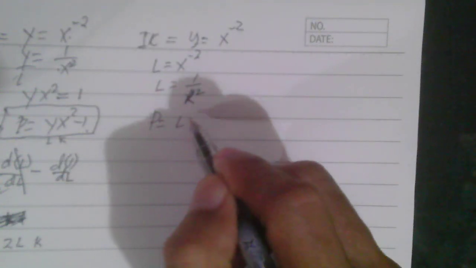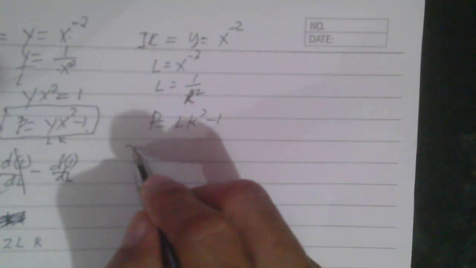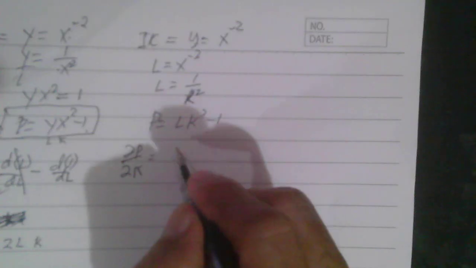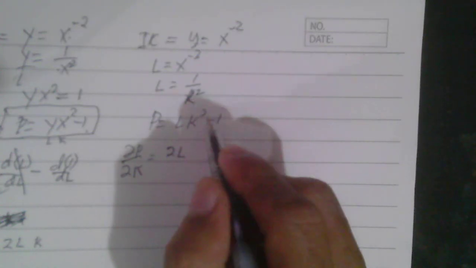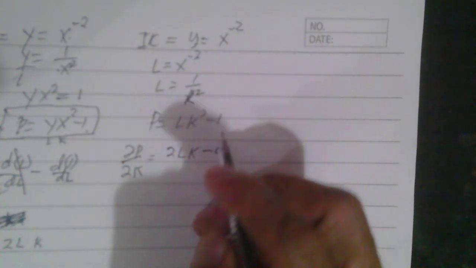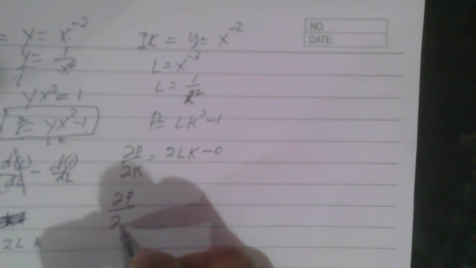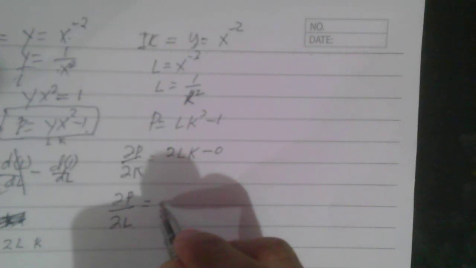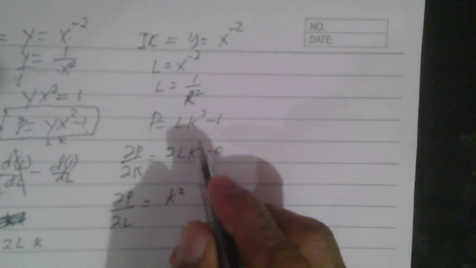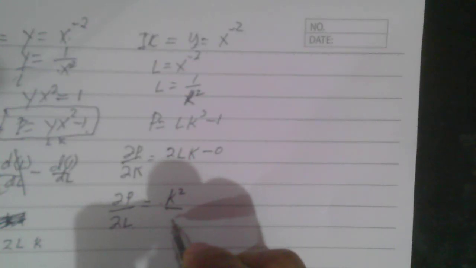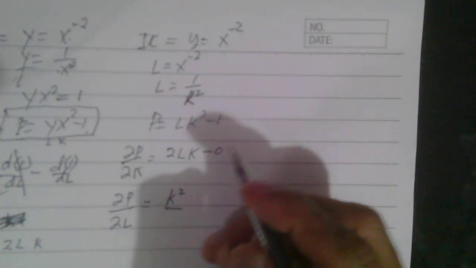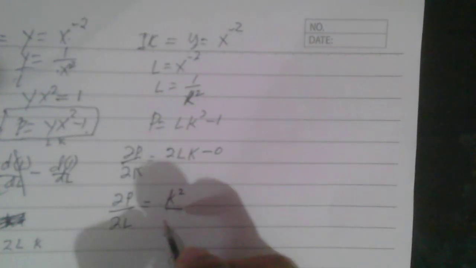So it becomes L K square minus 1. Take the partial derivative of that function with respect to K. L is constant, so you have 2L minus 1 K. The derivative of K with respect to L, K is constant, so you have K square, negative 1, minus 1, 0. So minus 1.